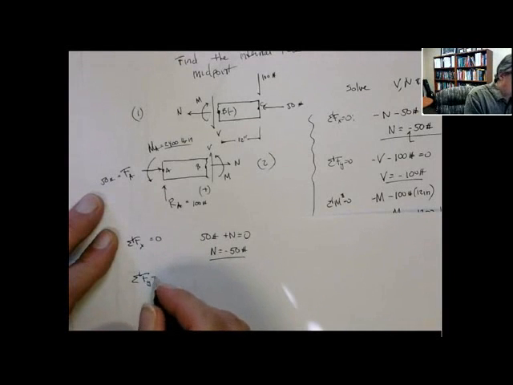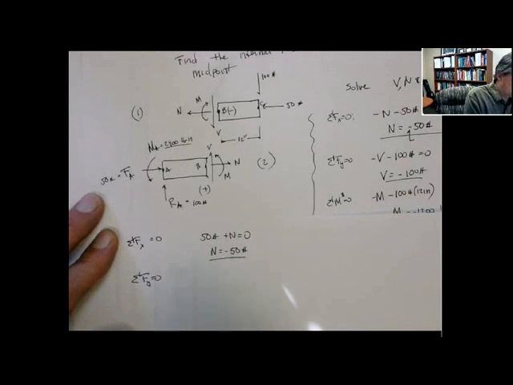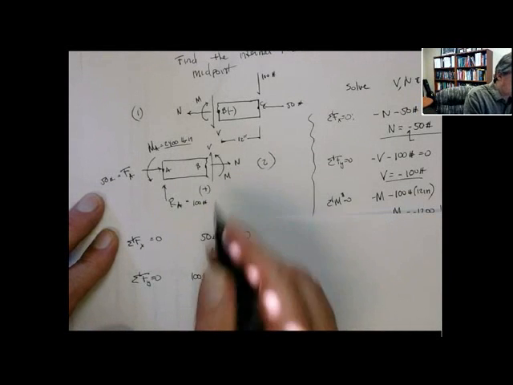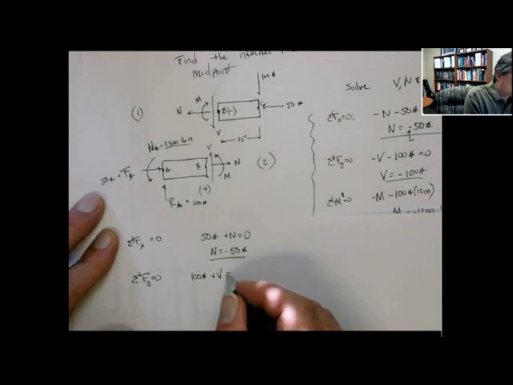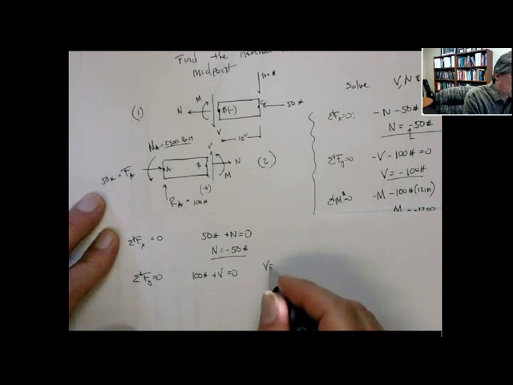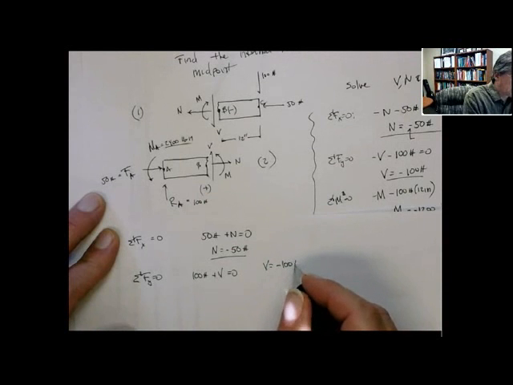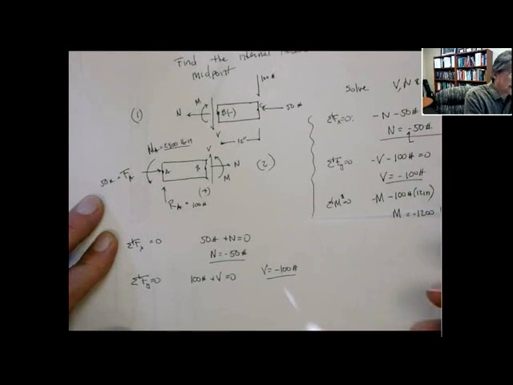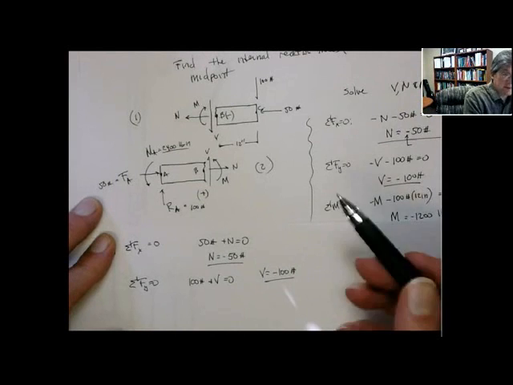Sum of forces in the y direction are equal to 0. So we have 100 pounds up, so it's a positive 100 pounds. And then plus V equals 0. So solving for V, this gives me V is equal to minus 100 pounds. So it's identical to this, same thing.